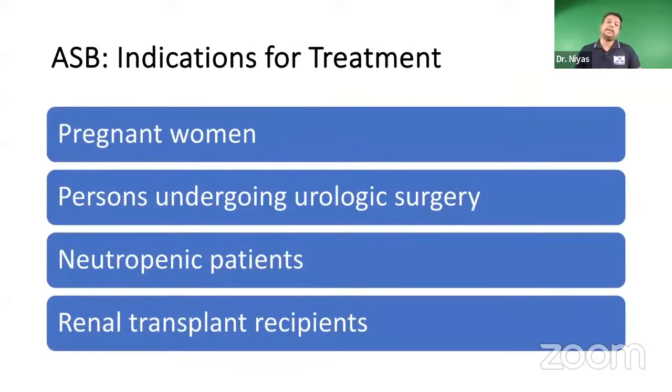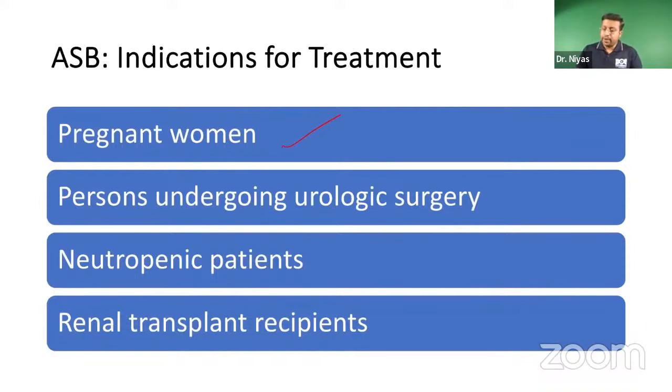So there are only 4 indications for treatment of asymptomatic bacteriuria. The first is pregnancy, because in pregnant women, asymptomatic bacteriuria has been found to lead to, one, pyelonephritis, and second, preterm birth, as well as low birth weight in the infants.